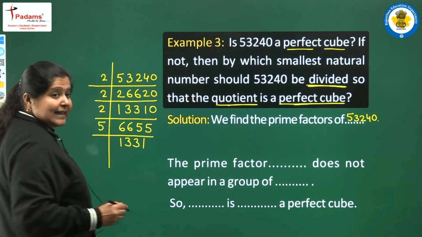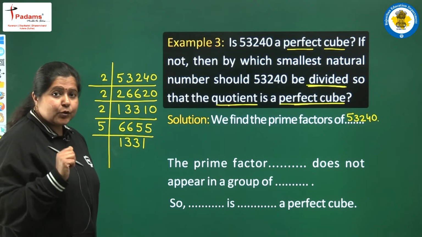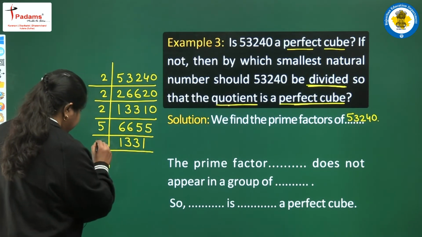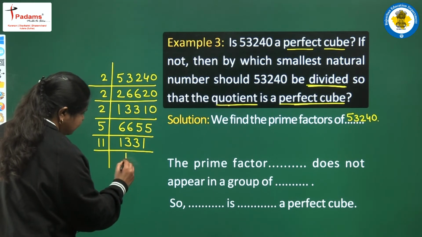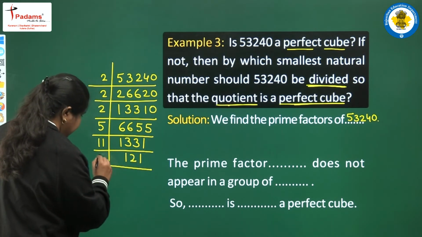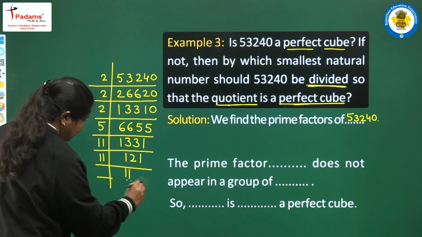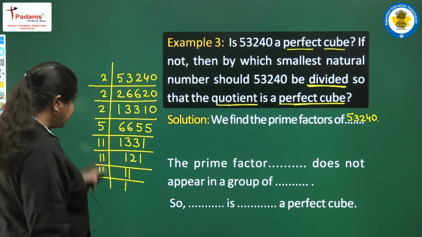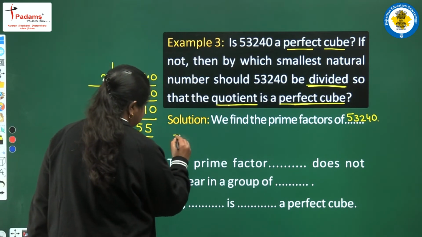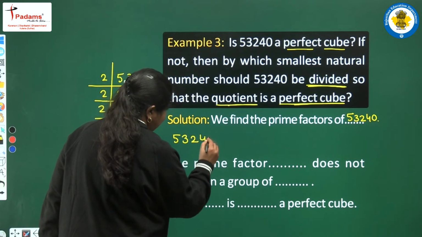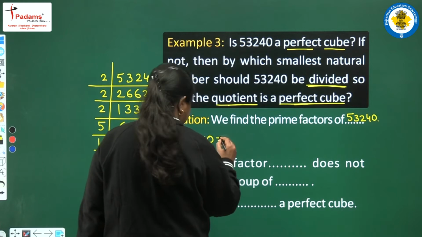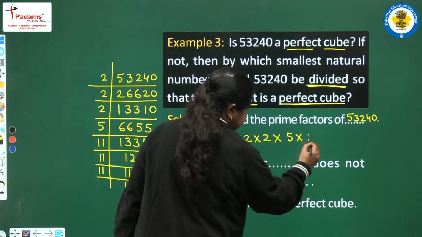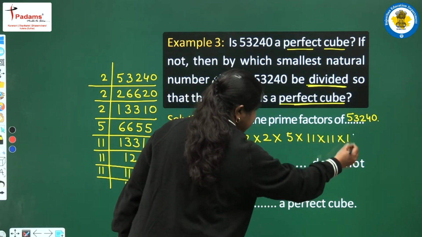Now this number, it is 11 cube. Remember 11 cube is 1331. इसे याद भी कर लीजिए आप. And so we should divide by 11 and it will come out to be 121. Again by 11, 11 11s are, because 121 is 11 square, and then 11 ones are. In this way we have written the prime factors of 53,240. Let us write them here also. We are having 2 into 2 into 2, then 5, and then 11 into 11 into 11.